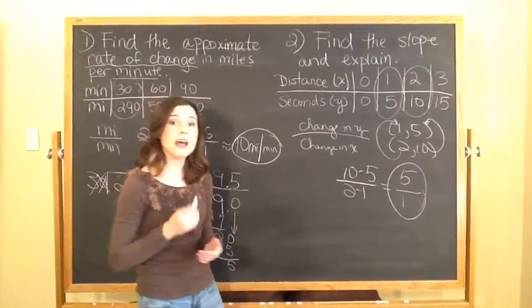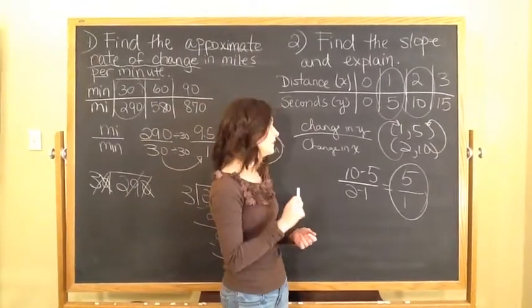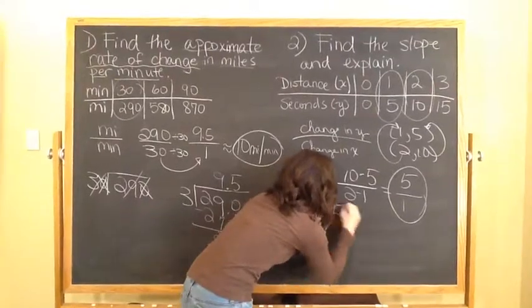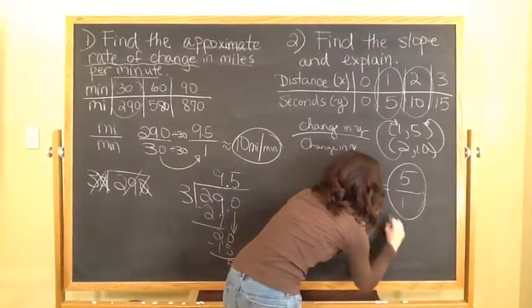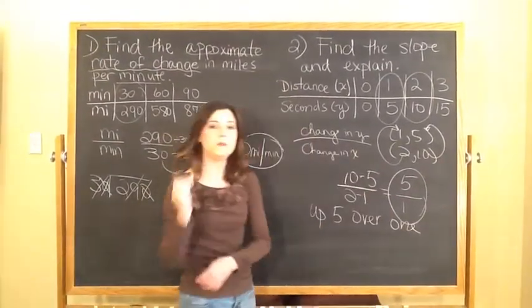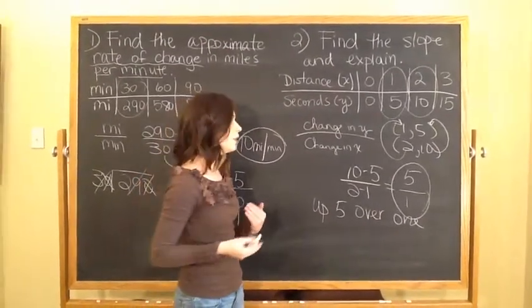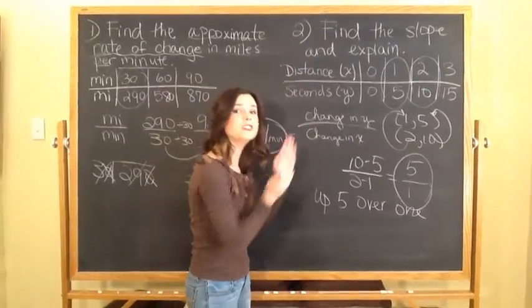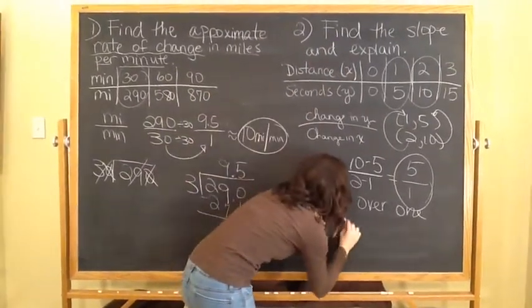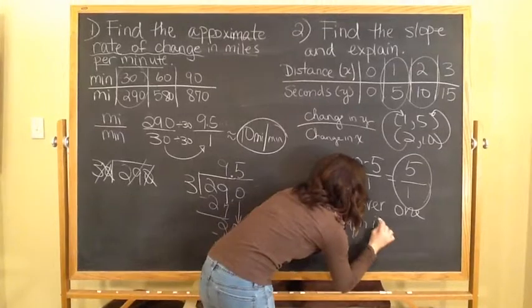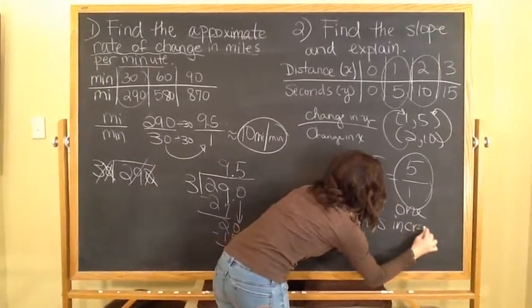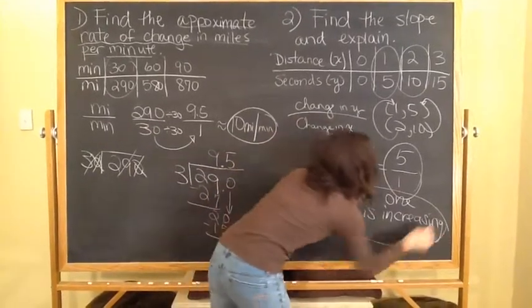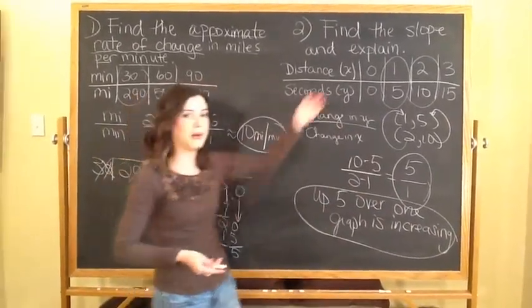So it's telling me that from one point to the next, you're going to have to go up 5 over 1. And this is going to be a positive slope because we are going up. So each point we're going to have to go up and over, up and over. So our graph is going in this direction. So the graph is increasing. So those would be my final answers to give me a complete answer by explaining.